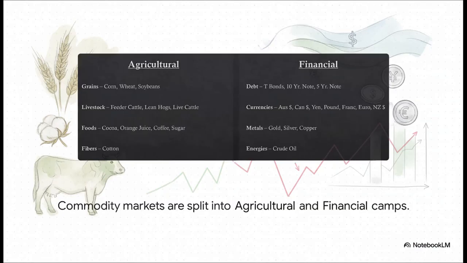You know, the whole commodity universe is basically split into two big camps. You've got the agriculturals over here. Think greens, livestock, cotton. And then on the other side, you've got the financials. That's your currencies, metals, crude oil, the whole nine yards. With all these choices, how do you find the one that's actually primed and ready to move?